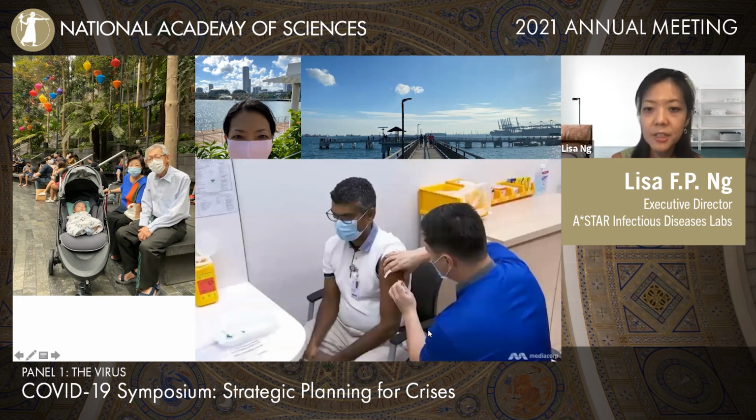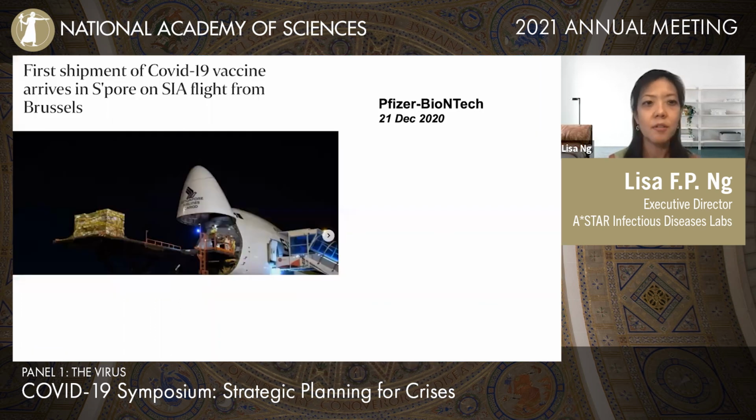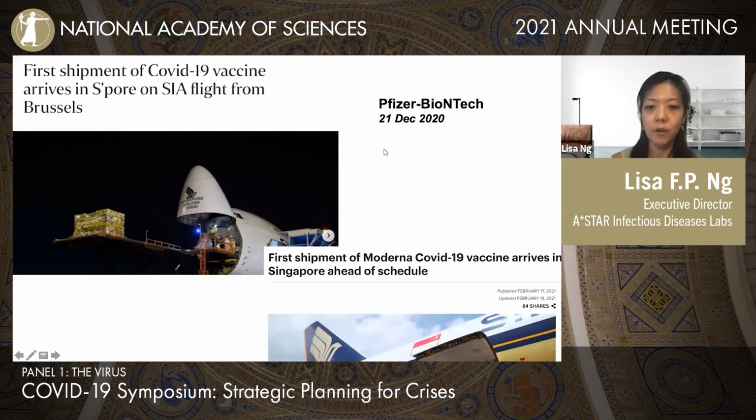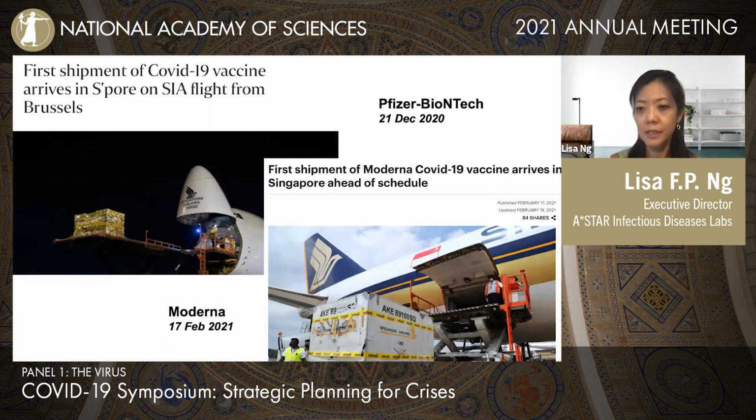In terms of vaccination, we have already started. The first Pfizer-BioNTech vaccine arrived in Singapore in December. And following that, we had the first Moderna shipment that arrived in February this year. So at the moment, community vaccination is ongoing, and we hope to complete the entire population in the second half of 2021.